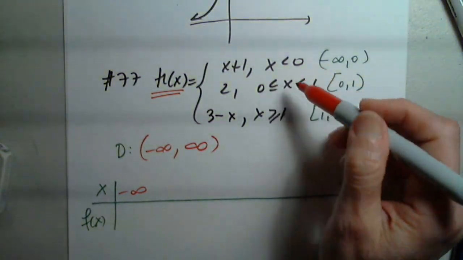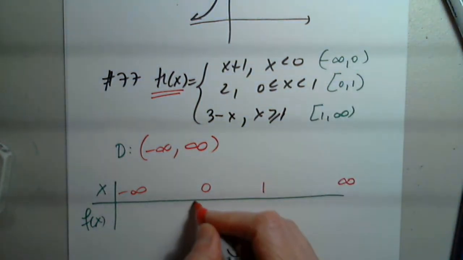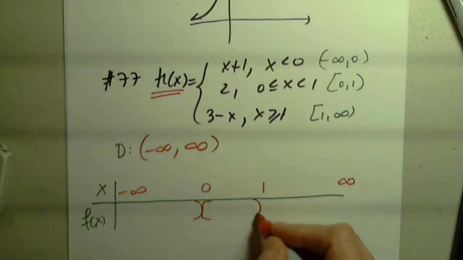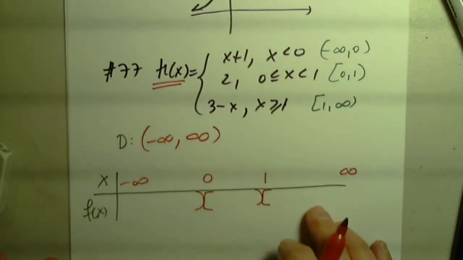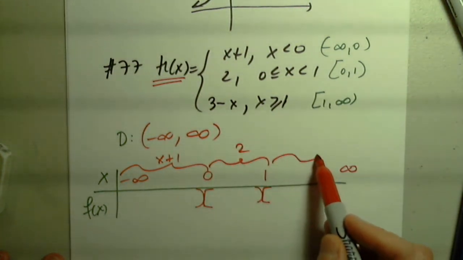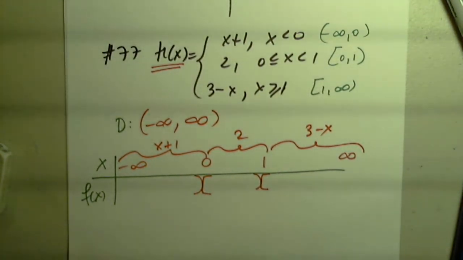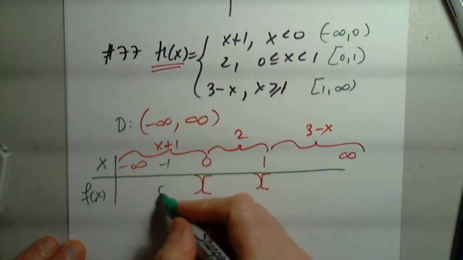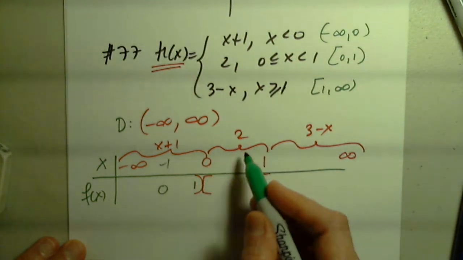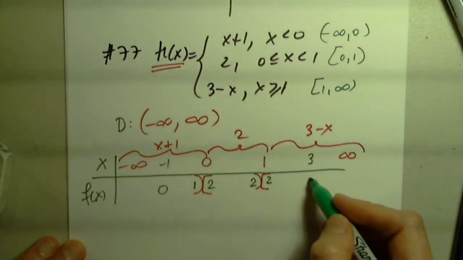So now I have to put 0, and I have to put 1. And remember, the 0 has parenthesis and bracket, and they are touching. And 1 has the same thing, parenthesis and bracket, and they're touching. We know that this piece is with x plus 1, this piece is with 2, and this piece is with 3 minus x. So negative 1, and I get 0. I plug in 0, so I get 1. Here, no matter what I plug in, I have to have 2. And I plug in 3 minus 1 is 2, and then 3 and 0.